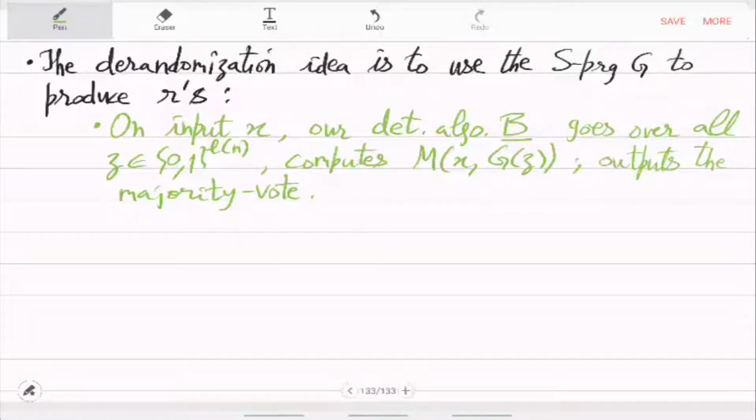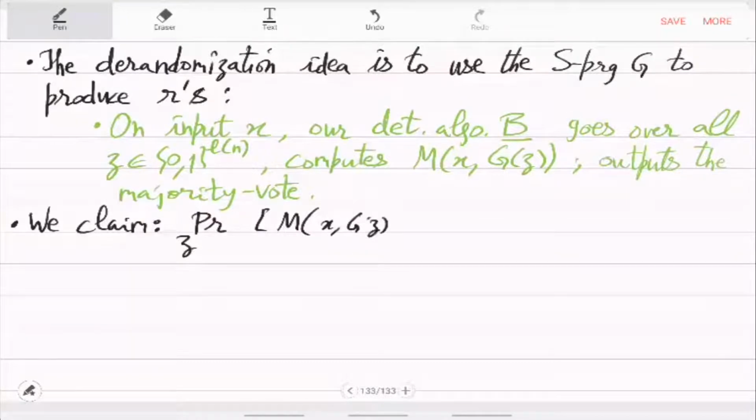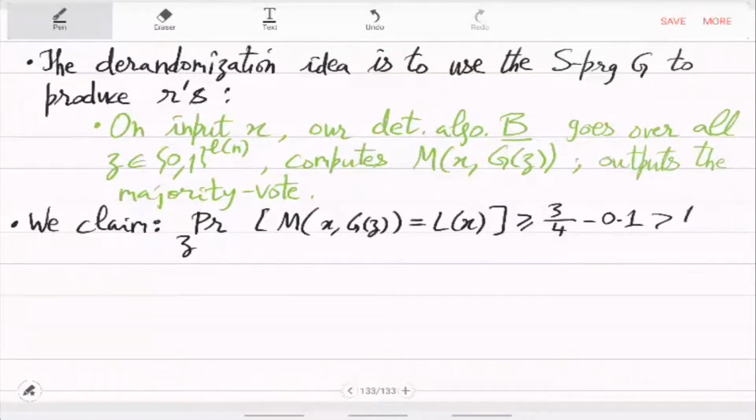Let us see that. So, we claim that the probability over Z that M(x, G(Z)) matches L(x) is at least 3/4 minus 0.1, which is more than half. We want to show that over the Z's the probability is more than half, which means that the majority vote is correct. So the answer of B is correct, implying that B works.